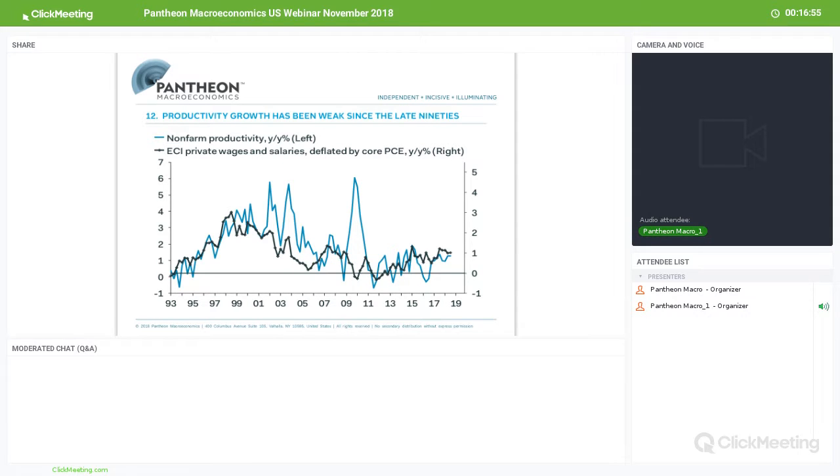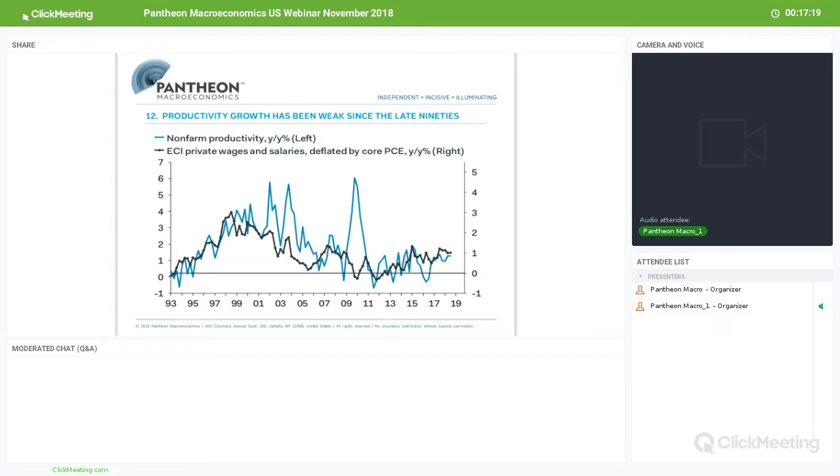The productivity picture. So the blue line on this chart is productivity growth, and the black line is real wage growth, which, as you can see, move broadly together over time. They're not closely correlated in the very short term because the productivity data are really very unreliable. But the big picture here is that productivity growth peaked in the late 1990s, and it peaked at about 3.5%.